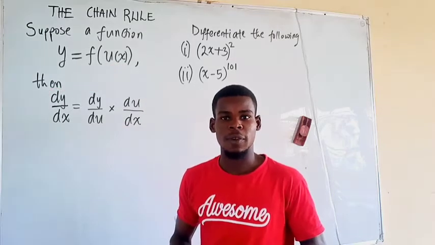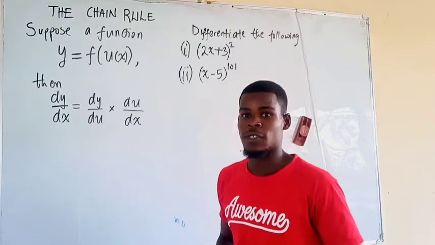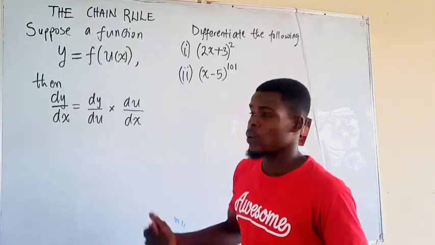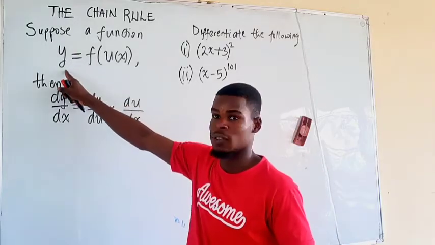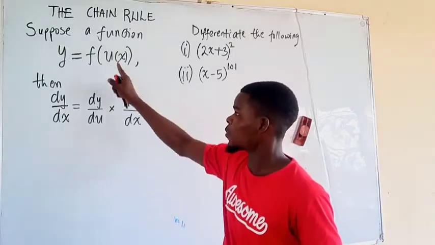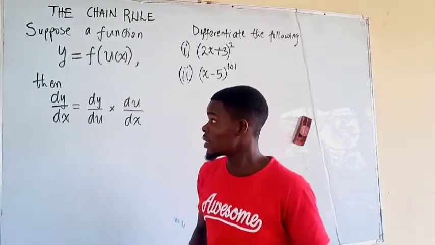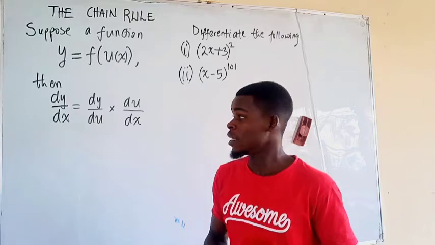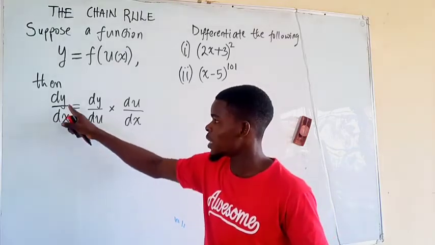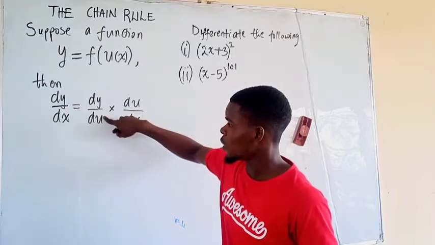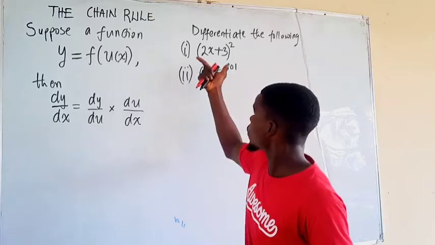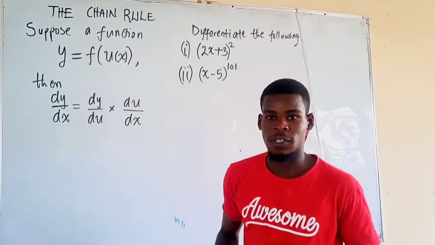Now, in this video, we'll be exploring a very important tool in differentiation, and that is the chain rule. Suppose we have a function written in terms of u, and u is in turn written in terms of x. Then we can differentiate that function just by applying the chain rule. And this is what it states, that dy/dx will be dy/du times du/dx. Anyway, we'll get back to this. First of all, let's differentiate the following functions.